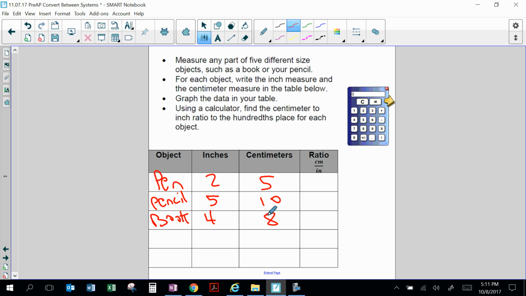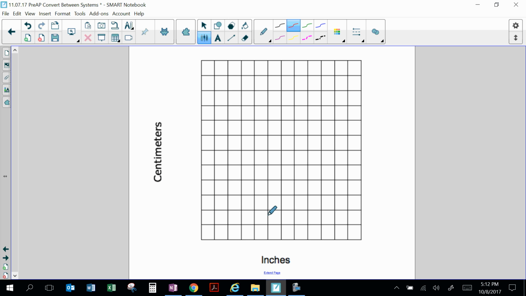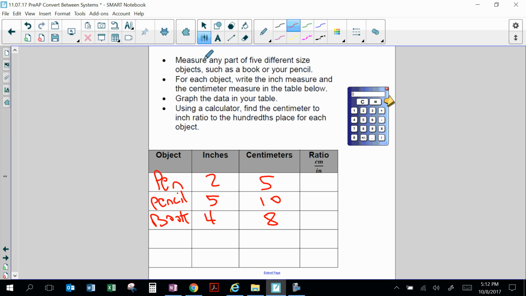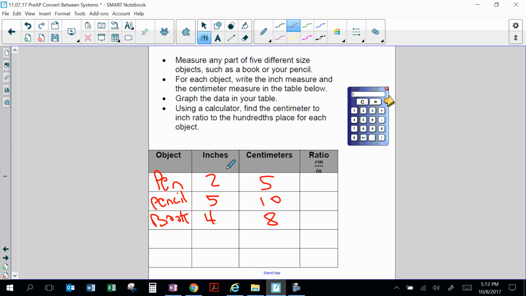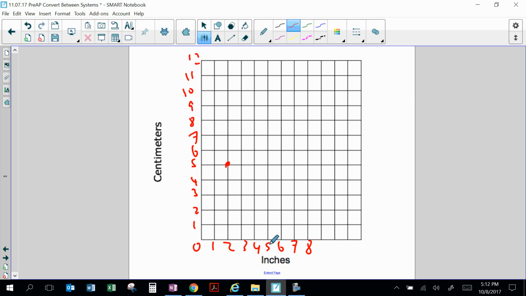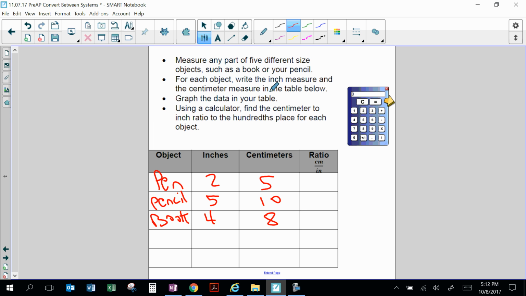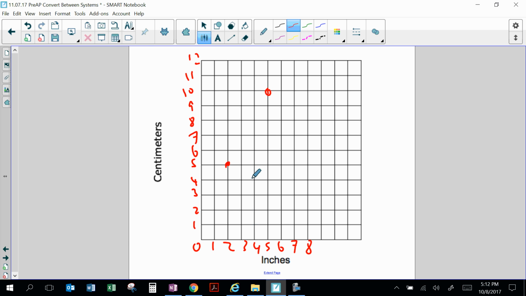Then you're going to graph the items in this data table. So 0 goes here, 1, 2, 3, 4, 5, 6, 7, 8. 1, 2, 3, 4, 5, 6, 7, 8, 9, 10, 11, 12. So 2 inches is 5 centimeters. 5 inches is 10 centimeters. 4 inches is 8 centimeters.